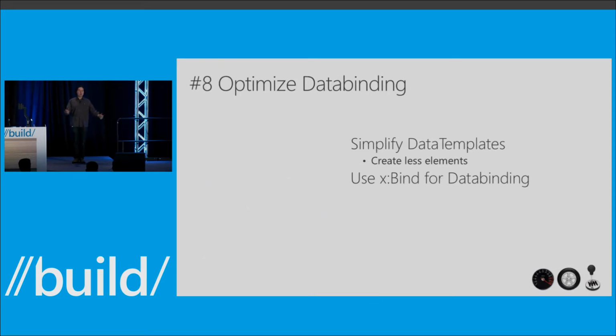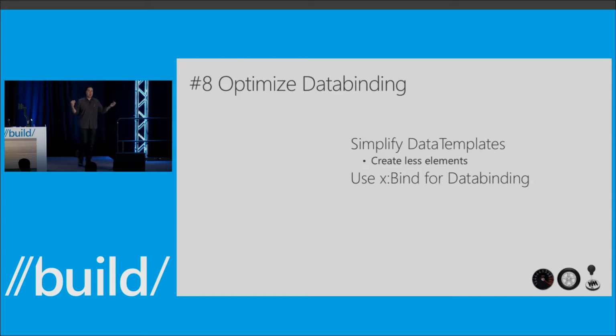Guideline number 8. Again, data binding is widely used in our framework. It's about optimizing data binding. So the first part of this guideline is about simplifying your data templates. Data templates have this multiplicative effect. And it's very easy in XAML to have some redundant elements. As you develop your app over time, extra stack panel, extra grid, all this kind of adds up. It's easy to sneak in there in your data template.